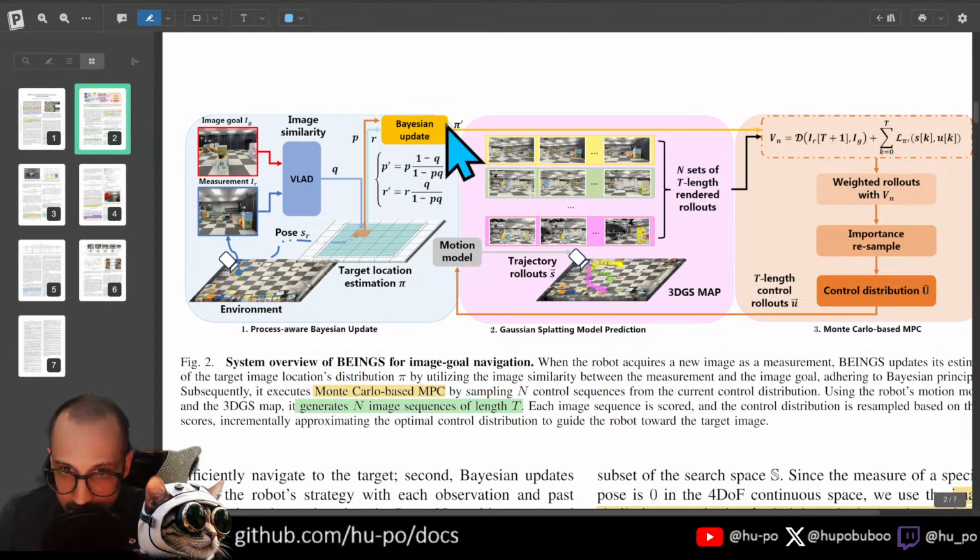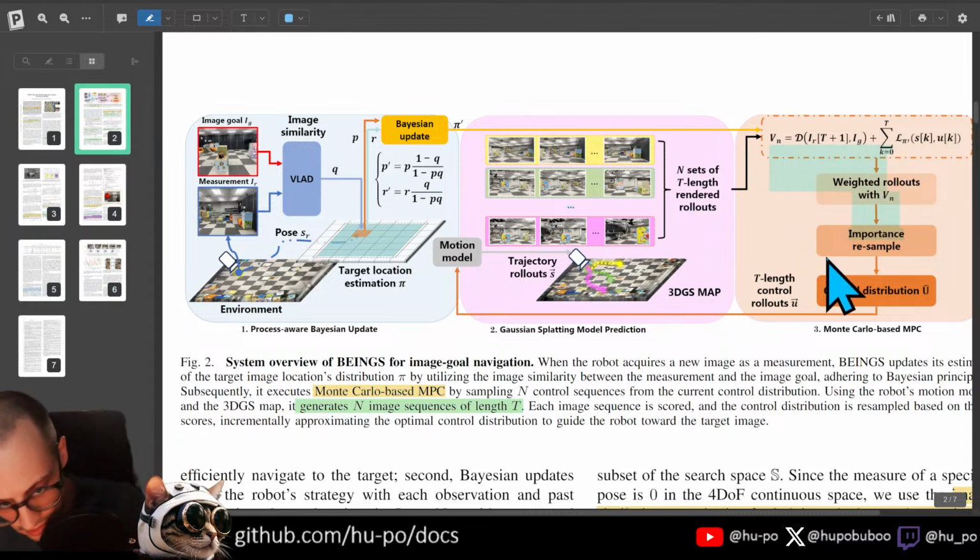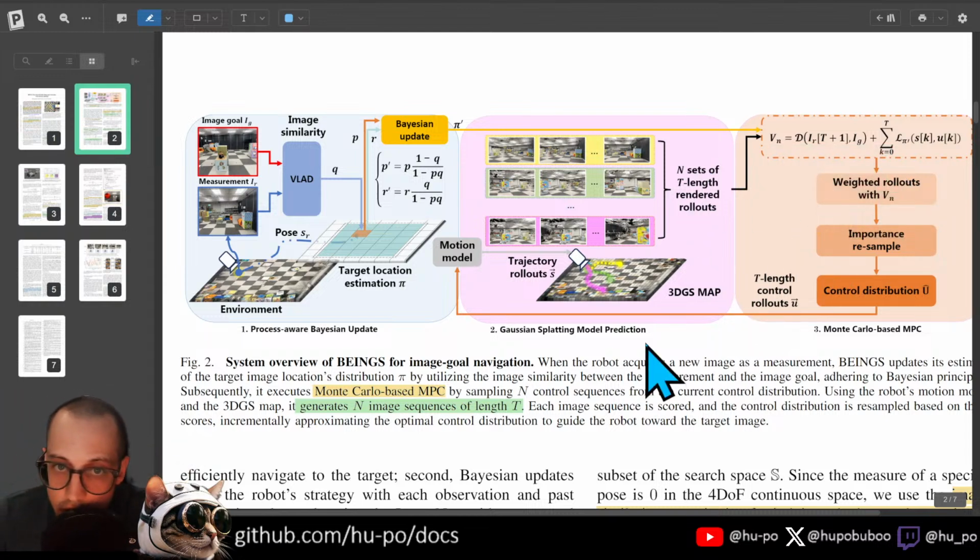Here's your policy, right? Your policy picks actions based on inputs. Here's your motion model, which allows you to roll out trajectories, right? And the reason you can do that is because for every single one of these points, you can just go to your Gaussian splat and say, what does it look like to be here? What does it look like to be here? What does it look like to be here? And because it's a Gaussian splat, it's actually quite photorealistic.